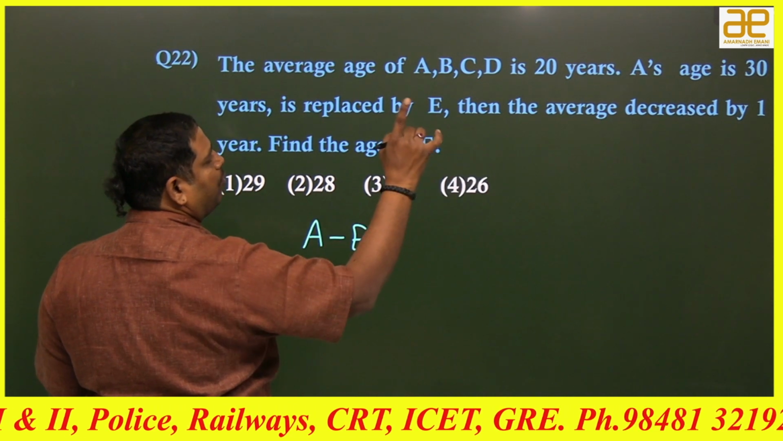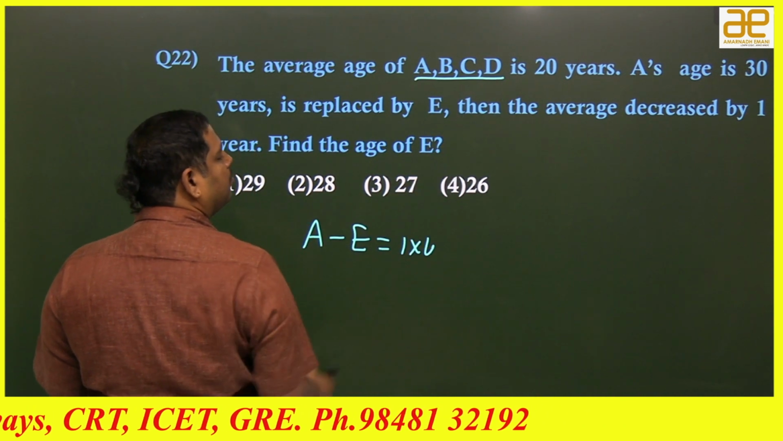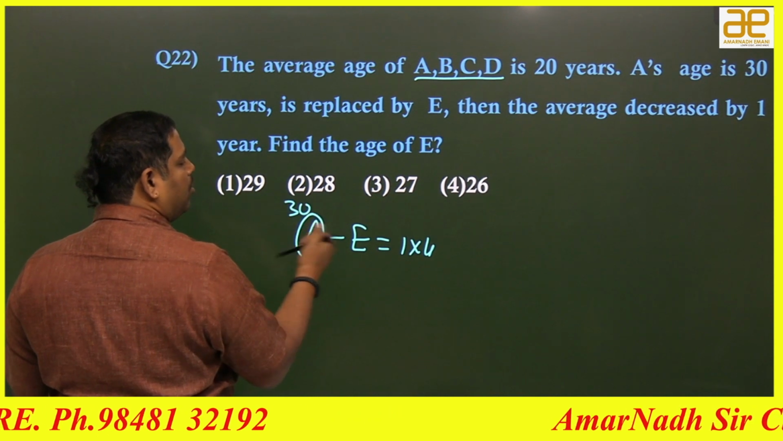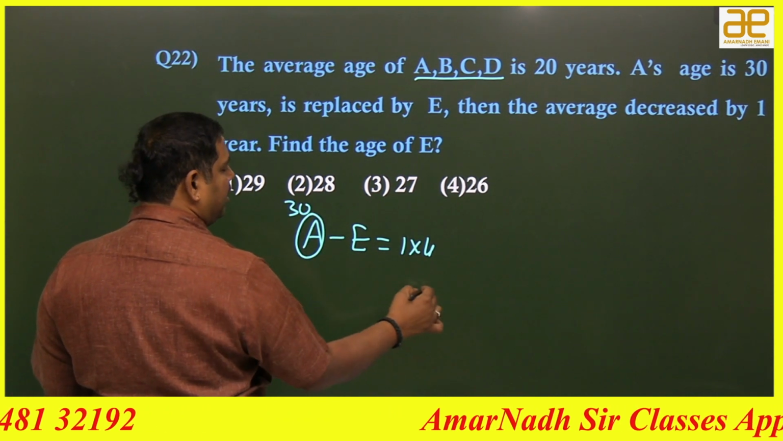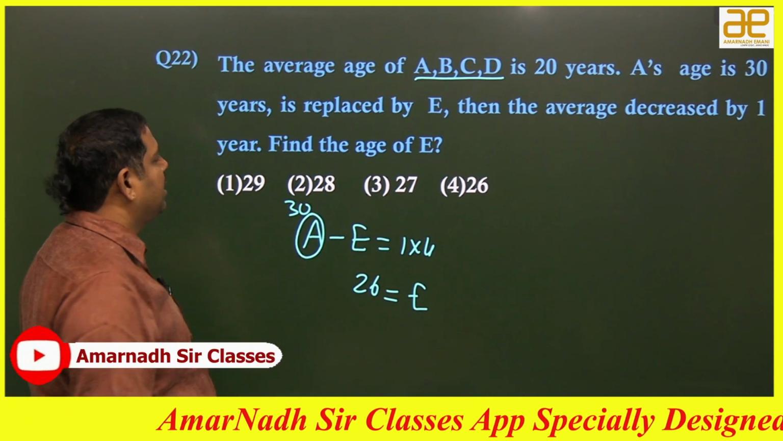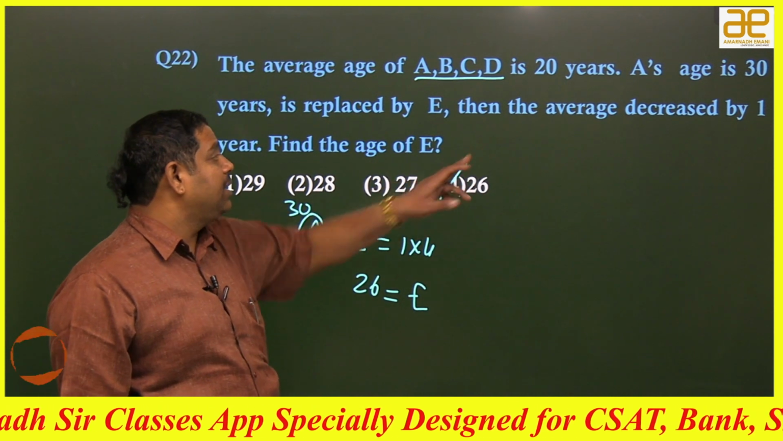How much decreased? 1. How many observations? 4. Can I say 1 into 4? Okay. That too, he gave A is equal to how much? 30. Move the 4 this side, move the E this side. E will be how much? 26. That's what the question is asking. Find the age of E. It is 26 years.